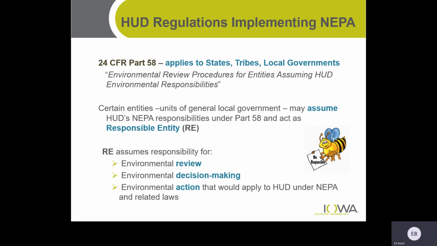HUD regulations implementing the National Environmental Policy Act can be found at 24 Code of Federal Regulations, Part 58. That applies to states, Native American tribes, and local governments. And actually, as a local government, when you receive a grant from IEDA, you become what they call the RE, the responsible entity. The RE assumes responsibility for the environmental review, for the decisions made within that review, and for the actions of the project that apply to HUD under the NEPA and its related laws.